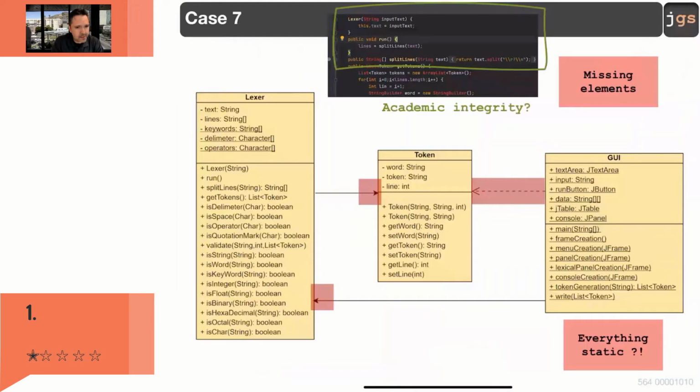Another one, I think I mentioned this in the previous lectures. What is that arrow? That one is inheritance, or is association, or is?